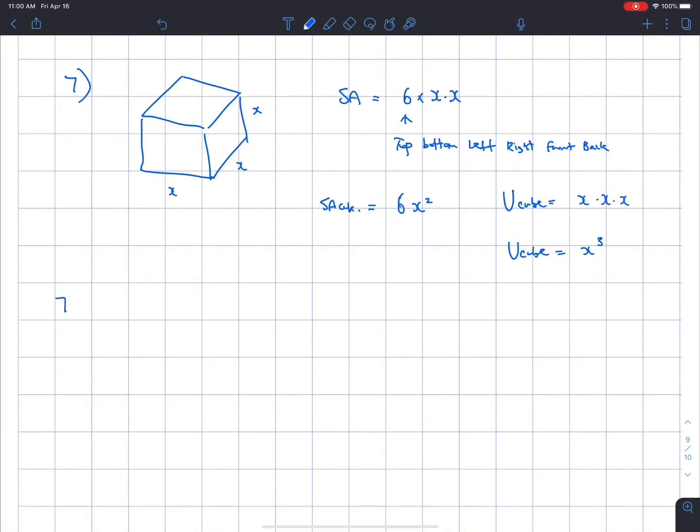So now I'm looking at 7a. The surface area will be 6 times the area of one face, because the side length here is 3. So the area of one face will just be 3 times 3. And we get 54. The volume will just be the side length times the side length times the side length. So we get 27.